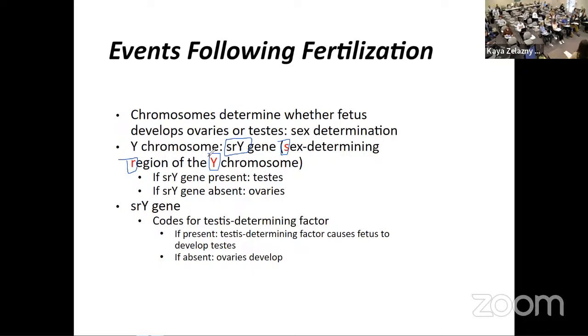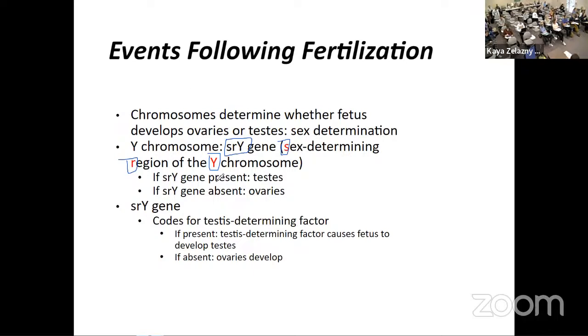Okay. So if SRY is present, this is going to set you down the road towards producing testes. And if the SRY gene is absent, you're going to go ahead and produce ovaries. It kind of doesn't matter what else is going on with your chromosomes. If we don't have this gene, ovaries. So actually the very baseline plan for human development is to produce ovaries.